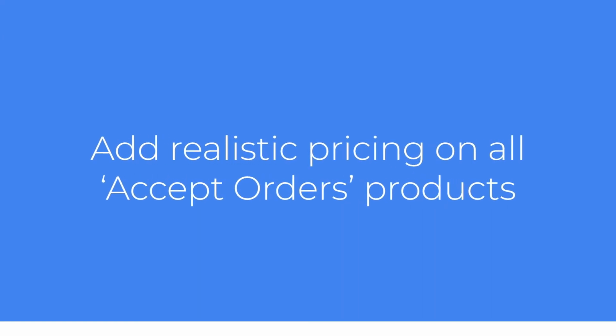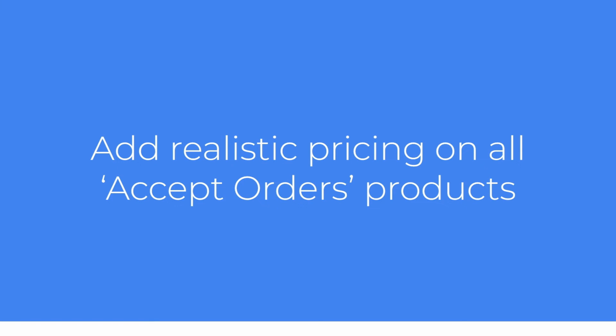Add realistic pricing on all except order products. It means if you want to receive orders from international buyers, and for that you have activated the accept order feature on the product, then you'll have to add a realistic pricing to the product. So the pricing that you're adding to the product should be realistic. Now, in case you have added a dummy pricing, or you haven't added a realistic pricing while you are uploading the product and you have to update the pricing, how you can do that?